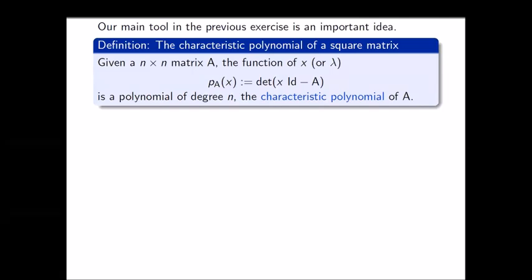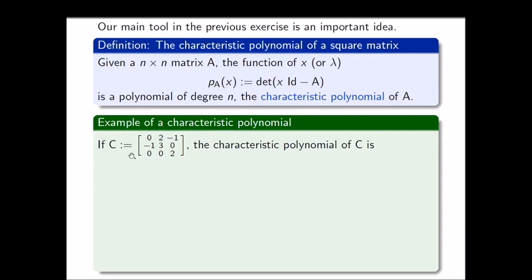So our main tool in the previous exercise is an important idea, and it has a name like most important ideas, and it's called the characteristic polynomial of a square matrix. Given an n by n matrix A, the function of x, or lambda if you want, given by the determinant of x times identity minus A, is a polynomial of degree n, and as I said before, we call it the characteristic polynomial of A.